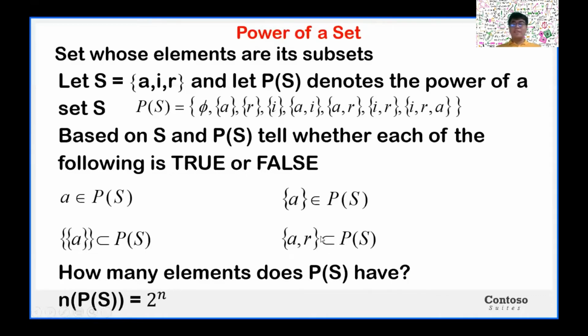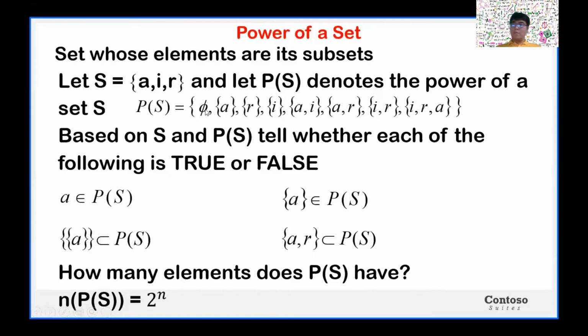The set containing AR is a subset of the power set of S. The answer is no. The set containing AR is a proper subset of S, but it is not a proper subset of the power set of S. Rather, the set containing AR is an element of the power set of S. So the question is, how many elements does the power set of S have?